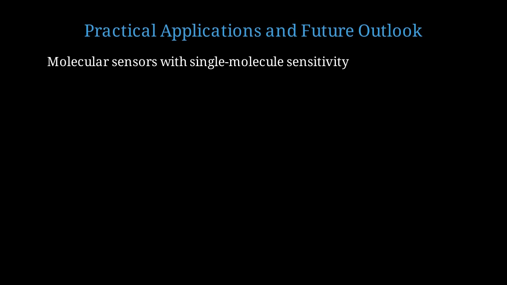What are the potential applications of this research? Where is the field heading? One promising application is molecular sensors. A molecular junction's conductance can be exquisitely sensitive to its chemical environment, enabling single-molecule detection of analytes. Switchable molecules could serve as ultra-dense memory elements. Imagine storing one bit of information in a single molecule, the ultimate limit of data storage density.